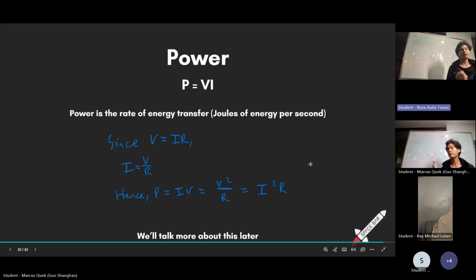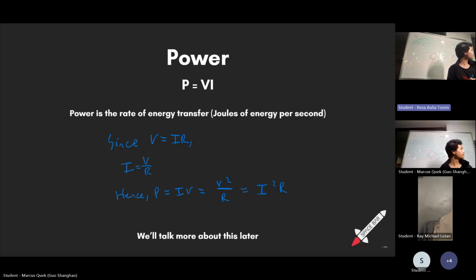Okay. Power. Power is the rate of energy transfer. Remember how earlier we said that voltage is energy per charge and amperage is charge per second. So if I multiply the two, I get energy per second, right? So that's what power is. The unit of energy is joules, so therefore the unit of power is joules per second.